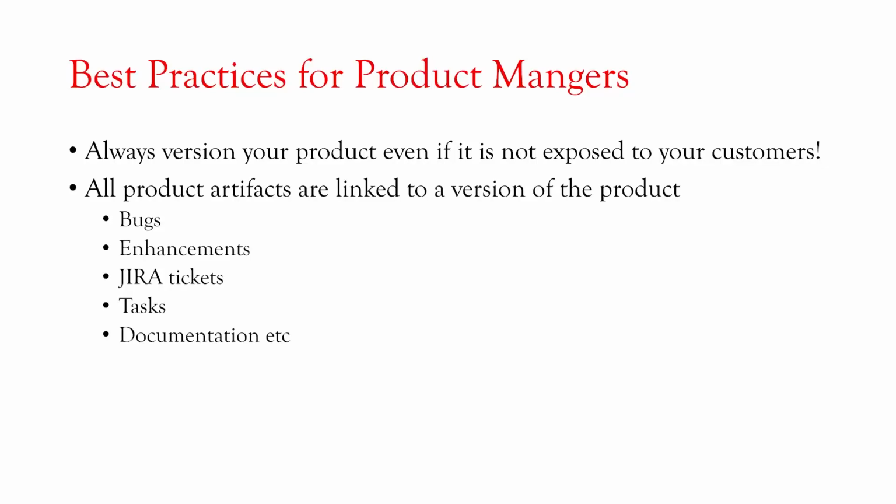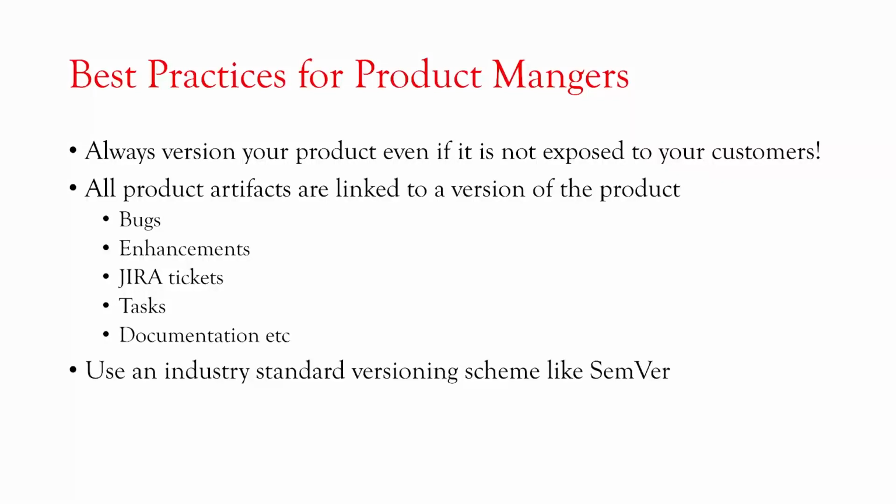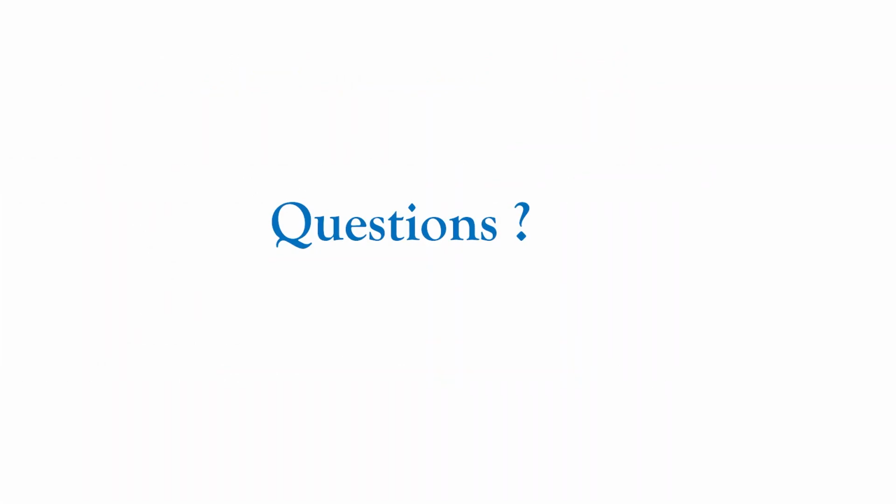And now, what typically happens in any fairly large organization is you'll have all your product artifacts linked to this version of the product. By that, I mean all your bugs, enhancements, tickets, tasks, documentation. Everything is linked to a particular version of the product. And whenever possible, try to use an industry standard versioning scheme like SEMVer.